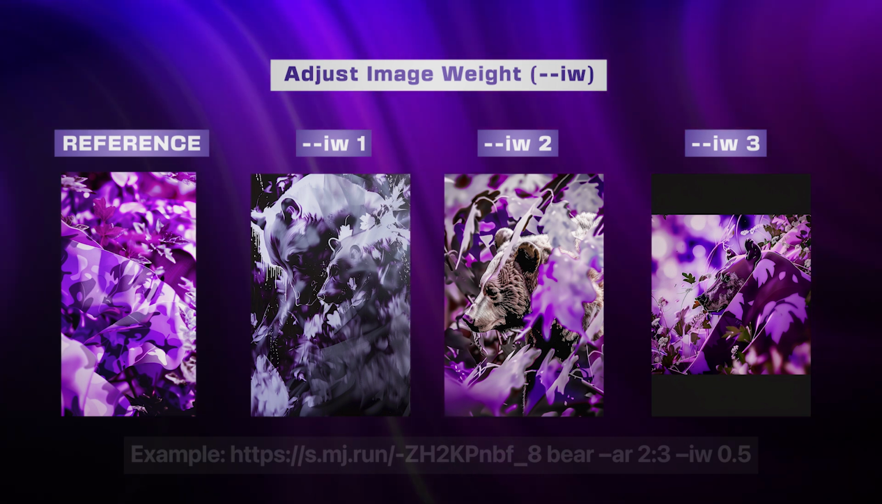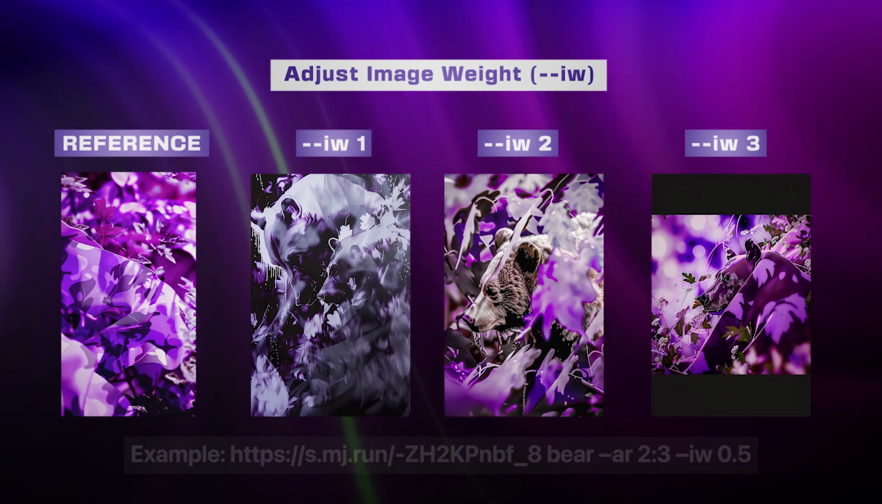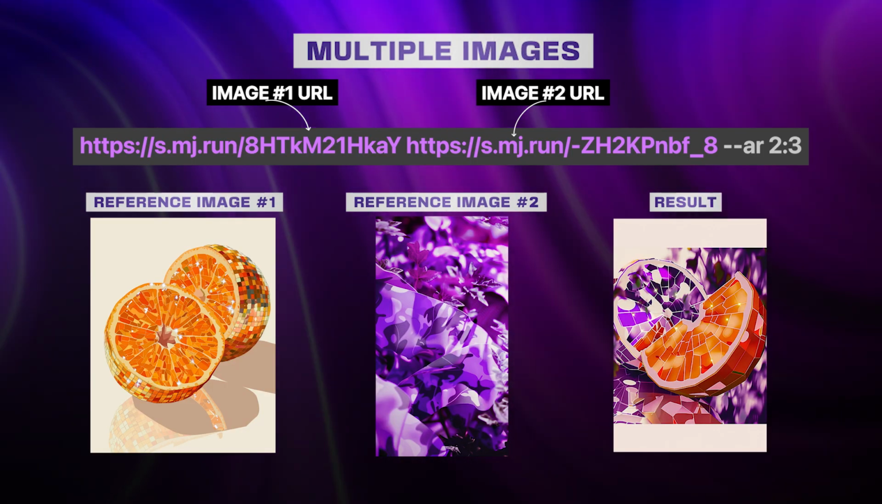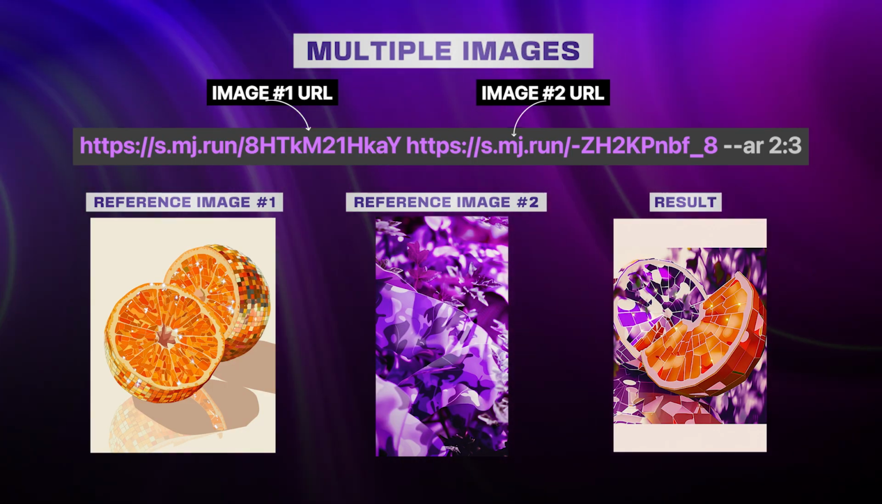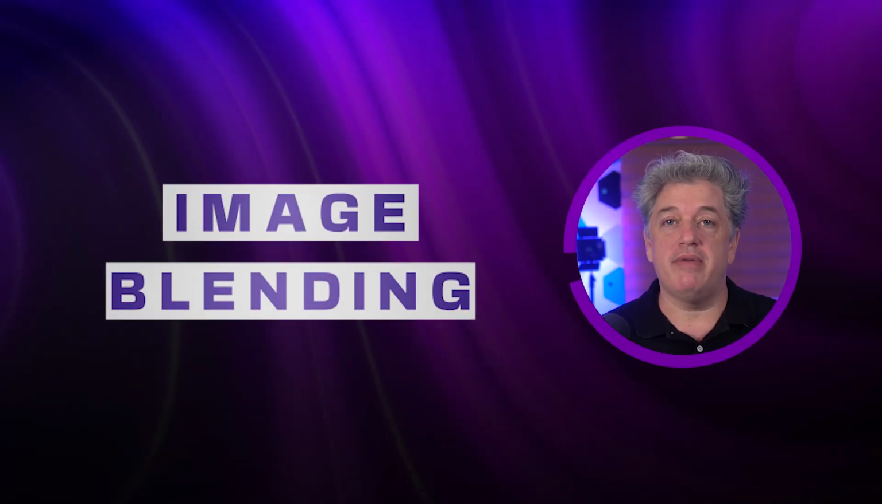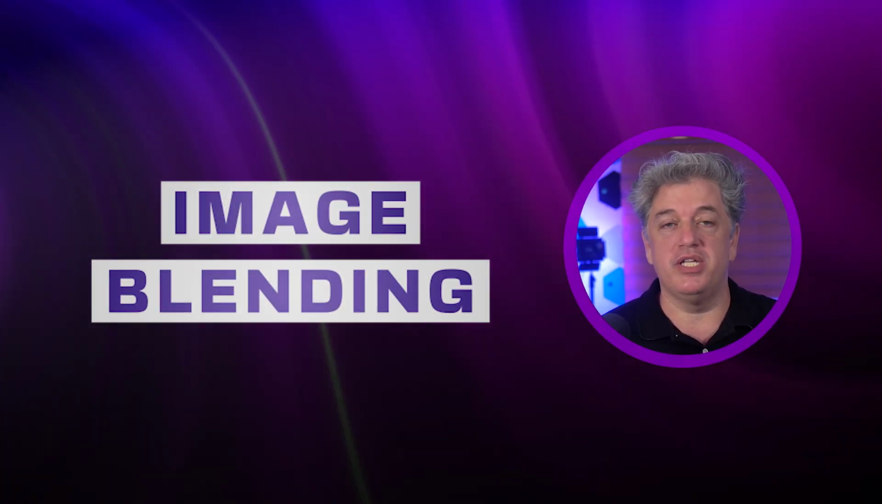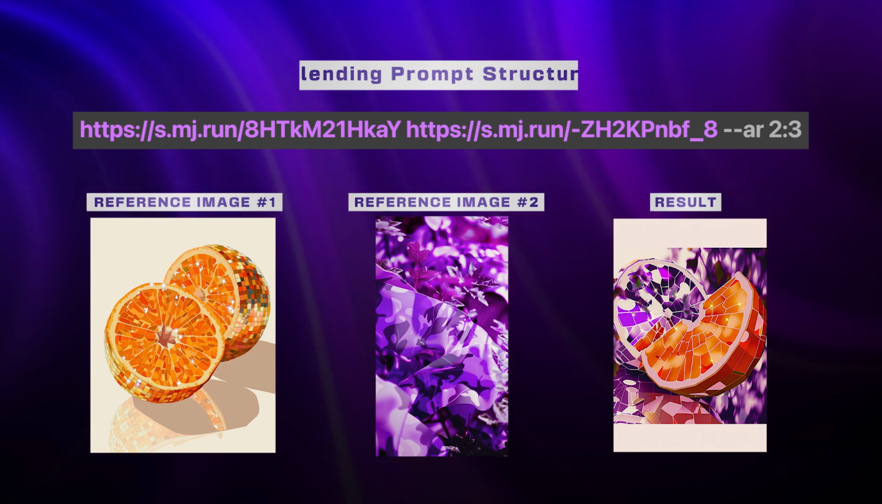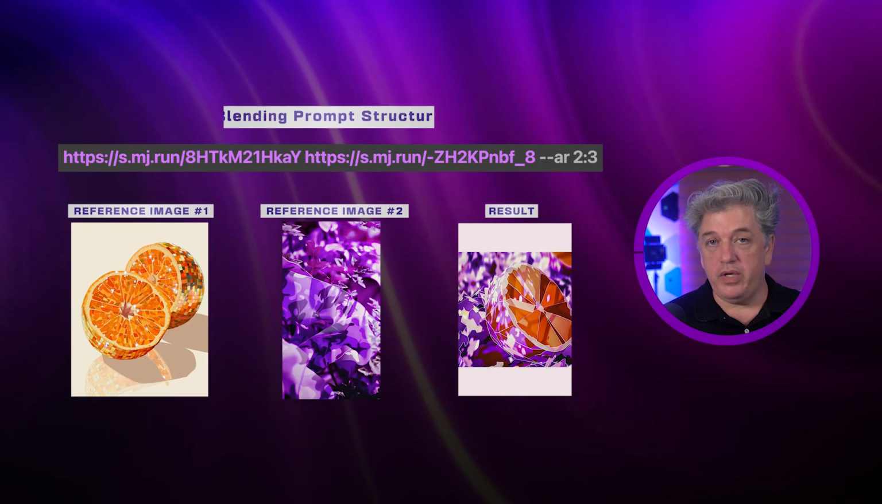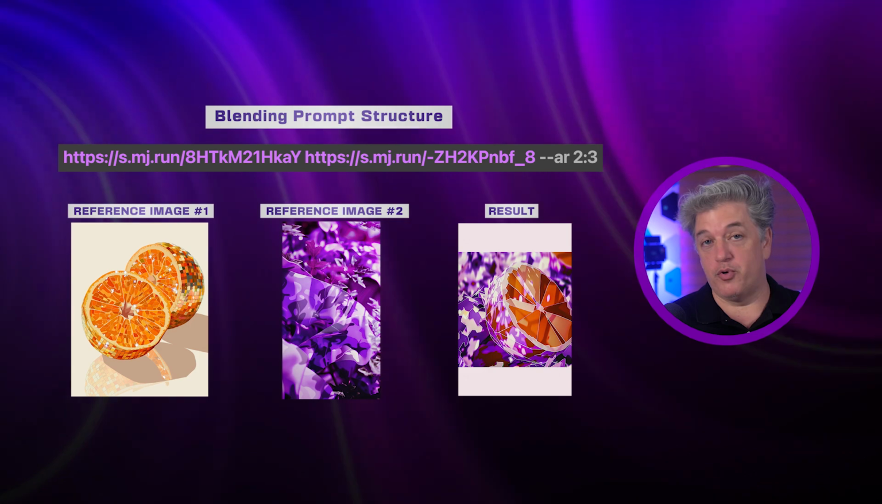Look at these images to compare how different image weights affect our final image. You can use multiple images in your prompts. When using the URL, make sure to put a space between each of them. Our second method for using images in our Midjourney prompts is called blending. Simply put 2 images at the start of your prompt and click submit. There is no need to include any text or parameters.